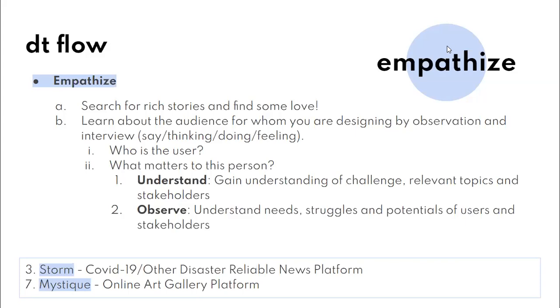Now, when we are empathizing, we are looking for the emotion, the experiences, why people are drawn to doing certain things, what gives them power, what takes away power, what makes them feel certain things when engaging with a product or service. That is what we're looking for. And through the empathize stage, we're interested in who is the user, number one, and what matters to this person.